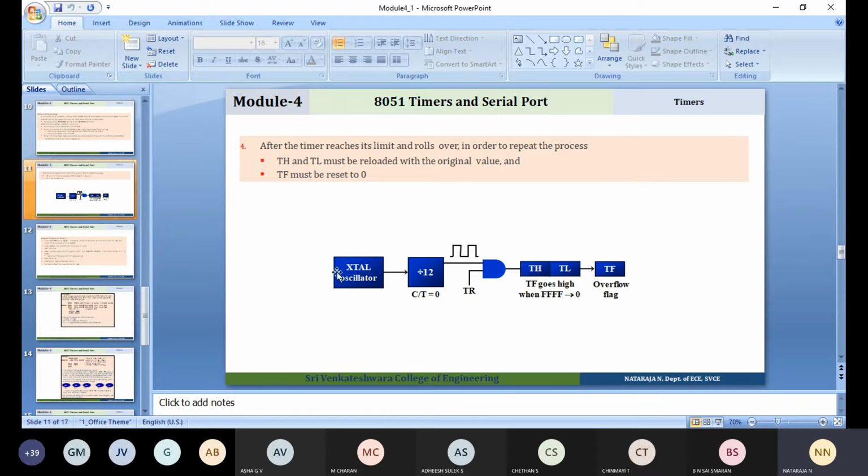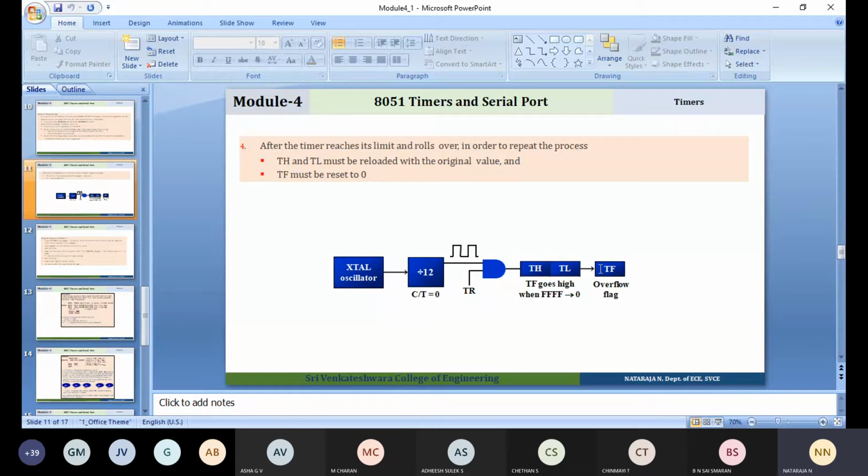Here the first block is the external oscillator frequency, that is 11.0592 MHz divided by 12. We get some frequency, and this signal is considered with respect to that. C bar T equal to 0, so it will act as a timer. This is TR0. Here we have a special category in this block diagram, that is TR and TF.